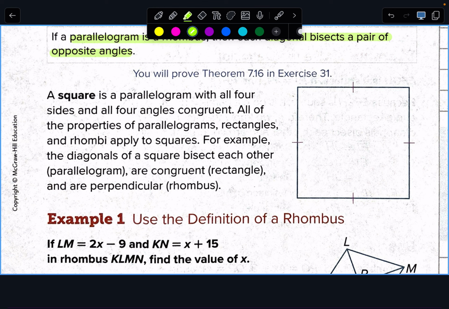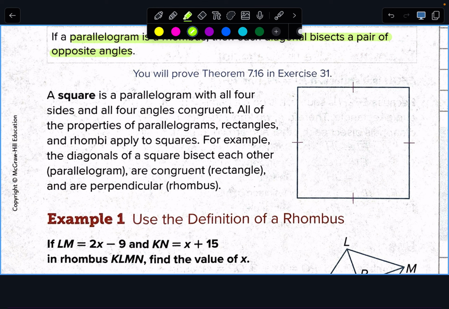Isn't it also a kite? No. A kite has two consecutive sides congruent. We're not going to put it in the same classification as a square.